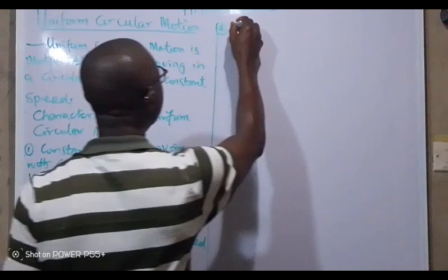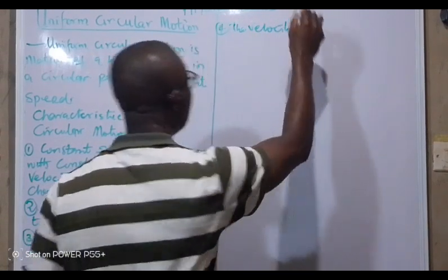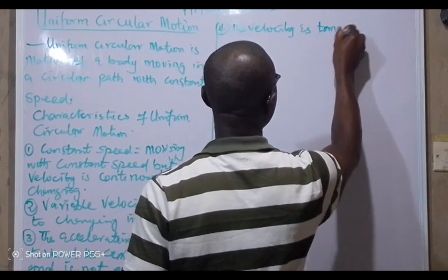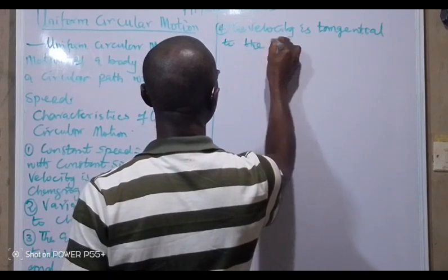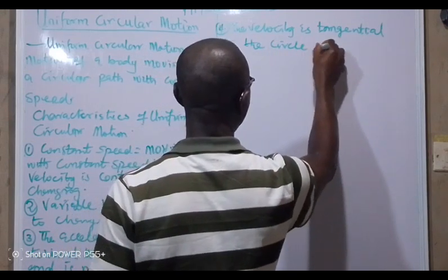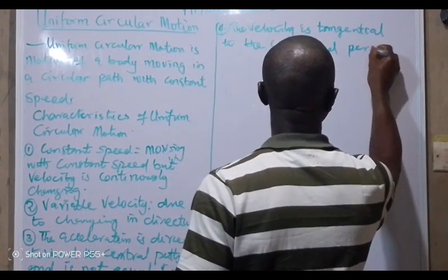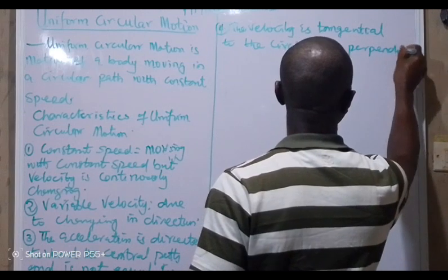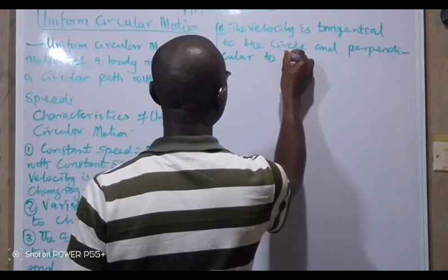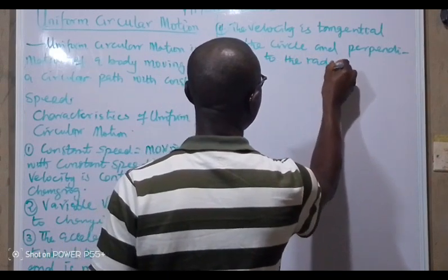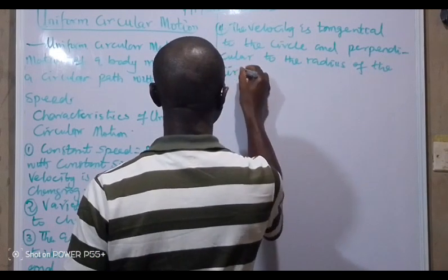Number 4. The velocity is tangential to the circle and perpendicular to the radius of the circle.